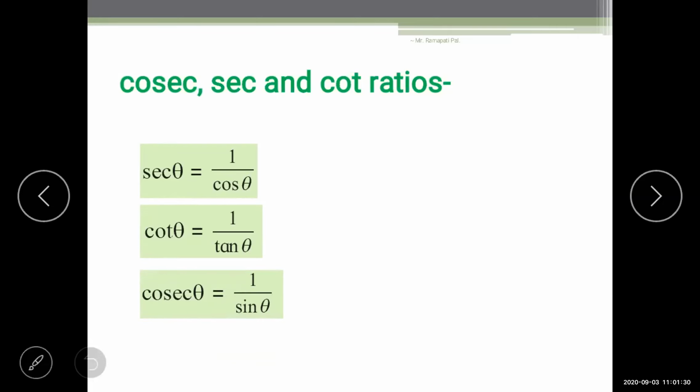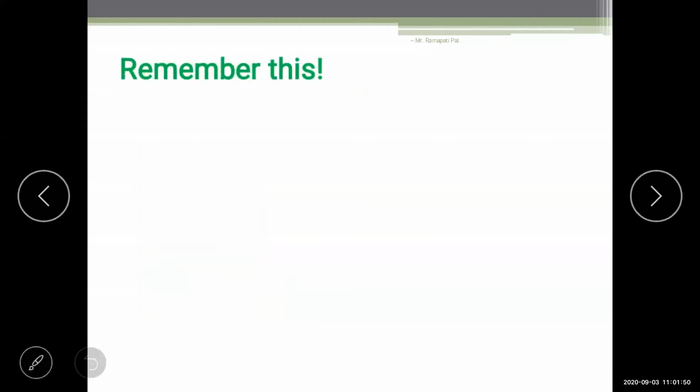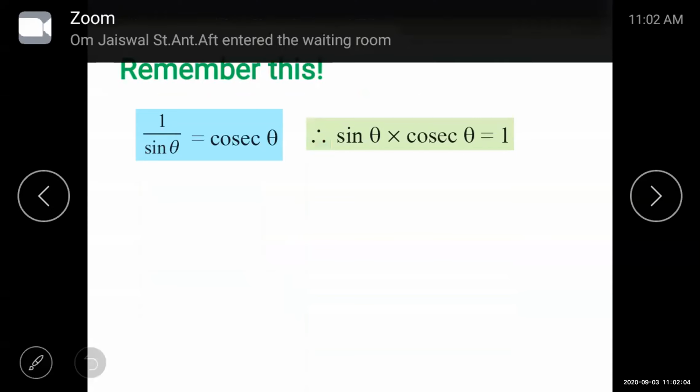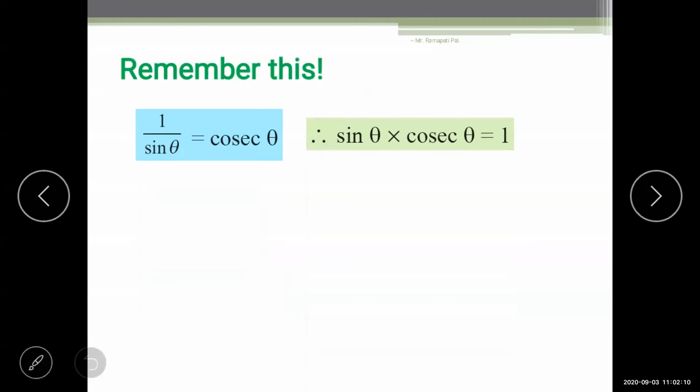Cot theta is equal to 1 upon tan theta. Next, cosec theta is equal to 1 upon sin theta, or sin theta is equal to 1 upon cosec theta. Is it clear? Okay. Now, I think everyone knows this, and I just remind also, 1 upon sine theta is equal to cosec theta. So sine theta into cosec theta is equal to 1. And sine theta will move near cosec theta.